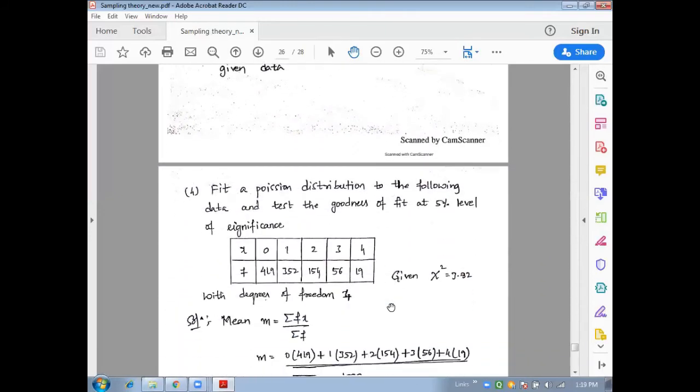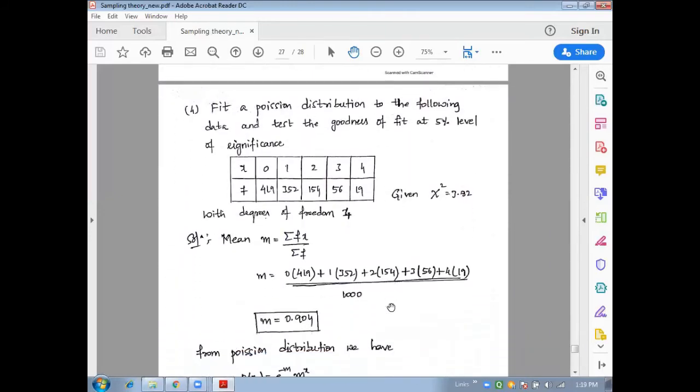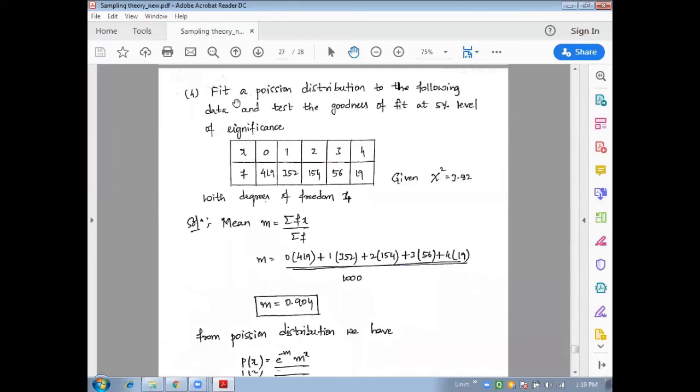So these are the examples on binomial distribution. Next, we'll consider an example on Poisson distribution. The example is like this. Fit a Poisson distribution to the following data and test the goodness of fit at 5% level of significance, nothing but 0.05. The X values are given as 0, 1, 2, 3, 4. The corresponding frequencies they have given are 419, 352, 154, 56 and 19. With the degree of freedom as 4, the tabular value they have given, chi-square of tabular, is 3.82. We have to compare the calculated value with this.